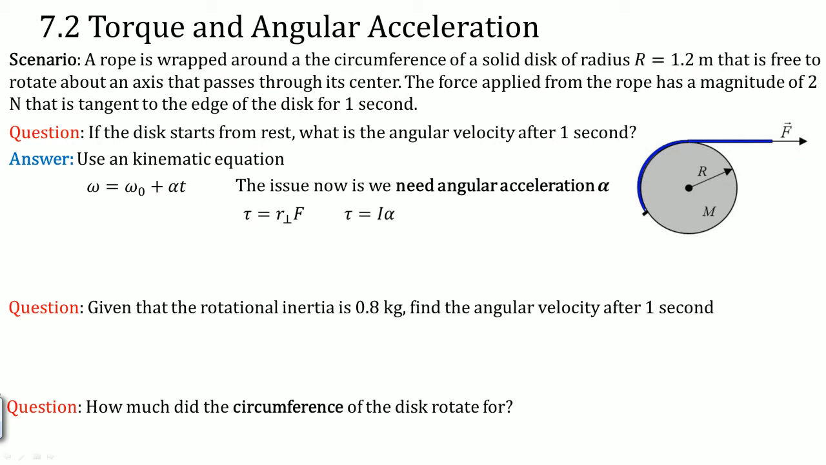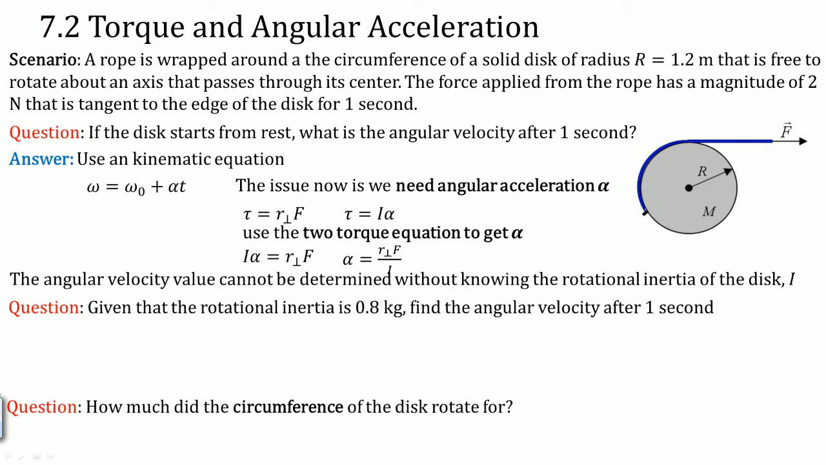There are two torque equations here. Torque is equal to radius perpendicular times force, and torque is equal to the rotational inertia times angular acceleration. Notice that the angular acceleration can be solved here because we have these two equations if we set them equal to each other. So I alpha is equal to radius perpendicular times force. This is when the two torques are set to each other. Now we can solve by dividing the rotational inertia to the opposite side. Now we get the alpha alone.